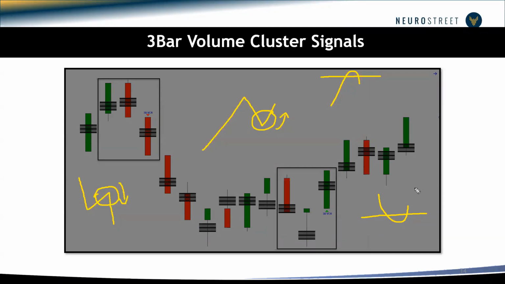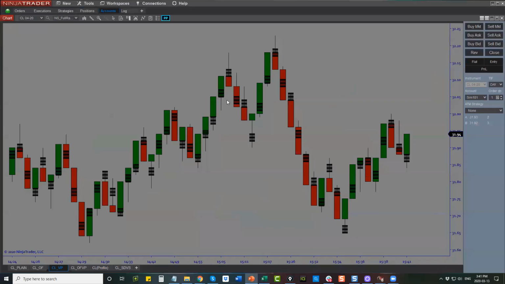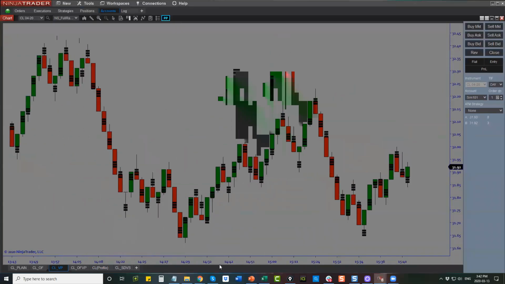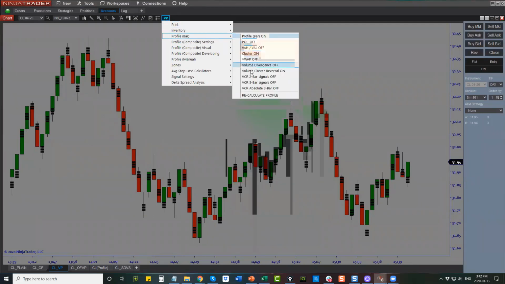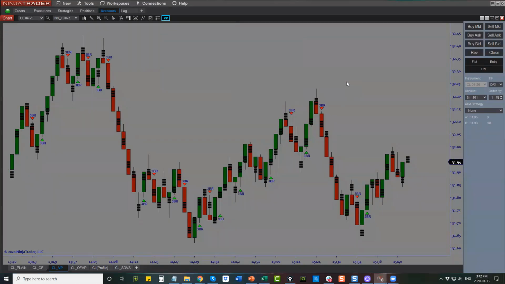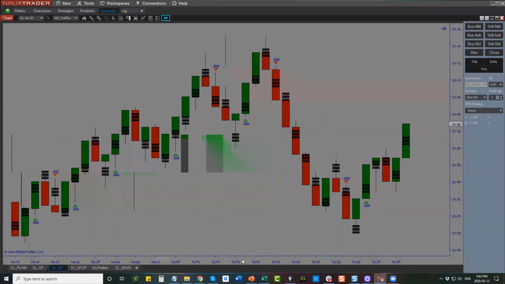Okay. So let me give you an example on a chart. I'm going to take this chart here for a second, and I'm going to go into the signal software and turn the signals on. We're just going to look here at these patterns for a second.